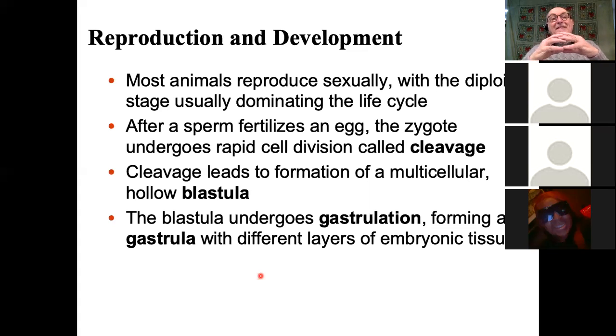That blastula then undergoes an elaborate process called gastrulation. Gastrulation converts the single cell thickness wall of the blastula into multiple layers. And those multiple layers go on to form all of the tissues of the body. That process of converting that one layer into multiple layers is called gastrulation.